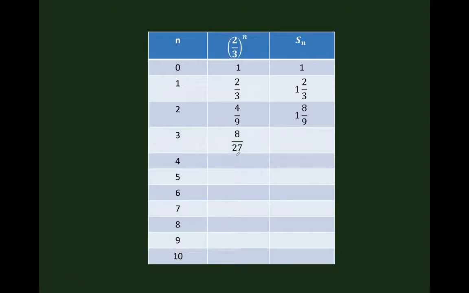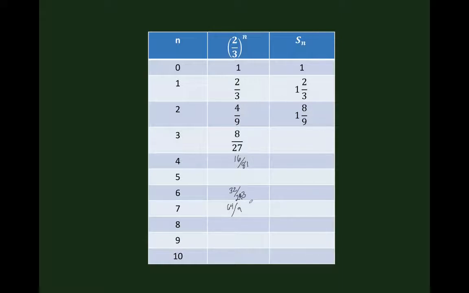Now, some of these you could probably just fill in and see the pattern. Like this is 1, and then 2/3, 4/9, 8/27. The next one would be 16/81. And then 2 times 16 is 32. And then 3 times 81 is 243. And this would be 2 times 32 is 64, 3 times 243.